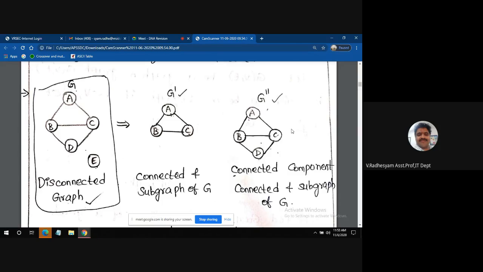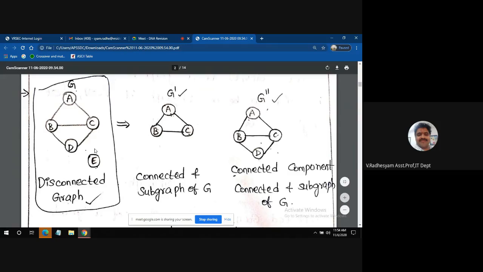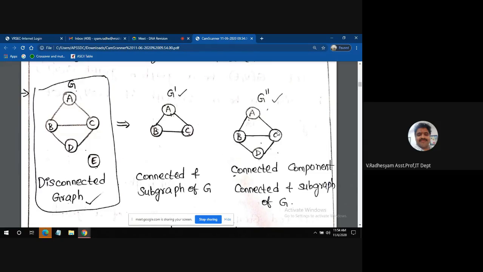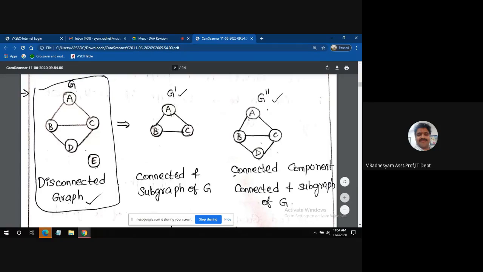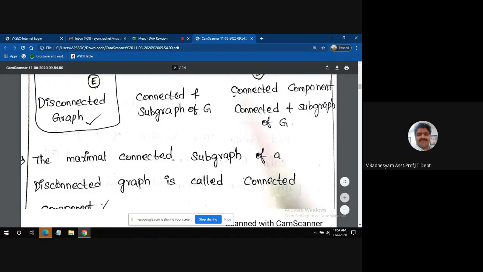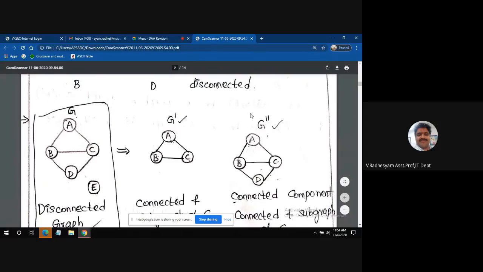Can I repeat the definition? The maximal subgraph of a disconnected graph which is connected is called a connected component. I will repeat. This first one is a disconnected graph. These two are the subgraphs of G, but these two are personally connected. Among these two, the maximal one is G double dash. So G double dash is called a connected component. Clear? Yes, sir.